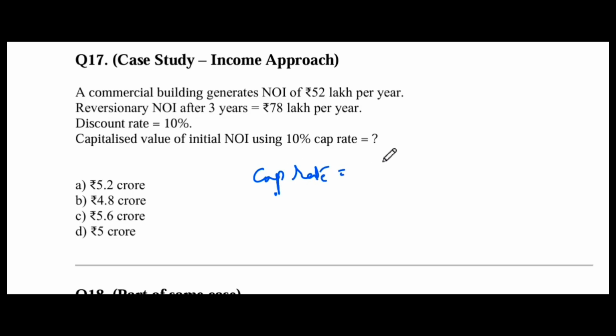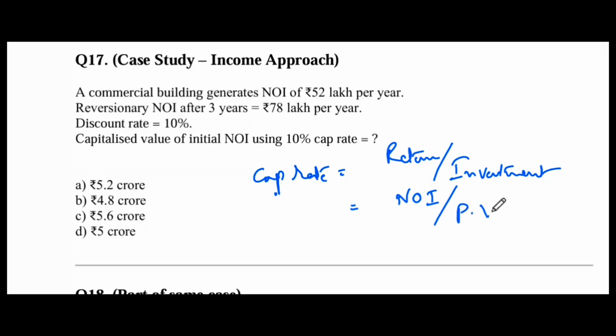What is capitalization rate? It is a percentage of return with respect to the investment. In other words, we can say NOI by the property value. This is the capitalization rate. Here we got the capitalization rate. That means every year he will get 10% return upon the investment.